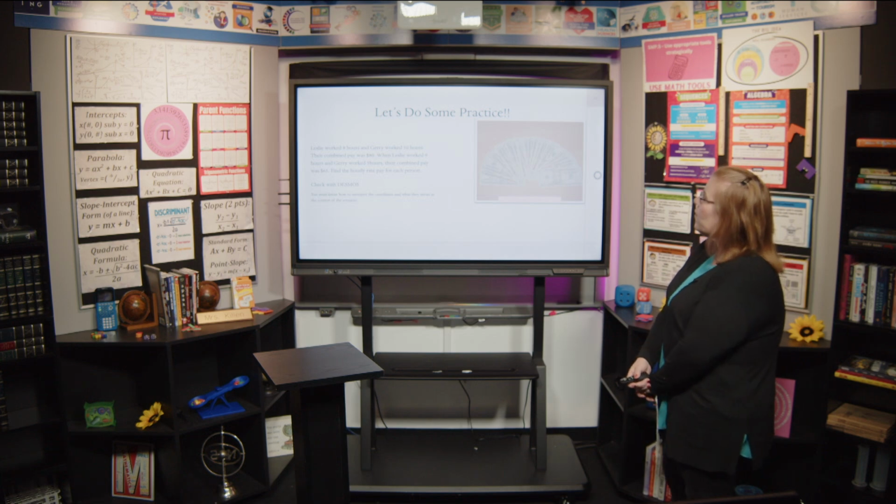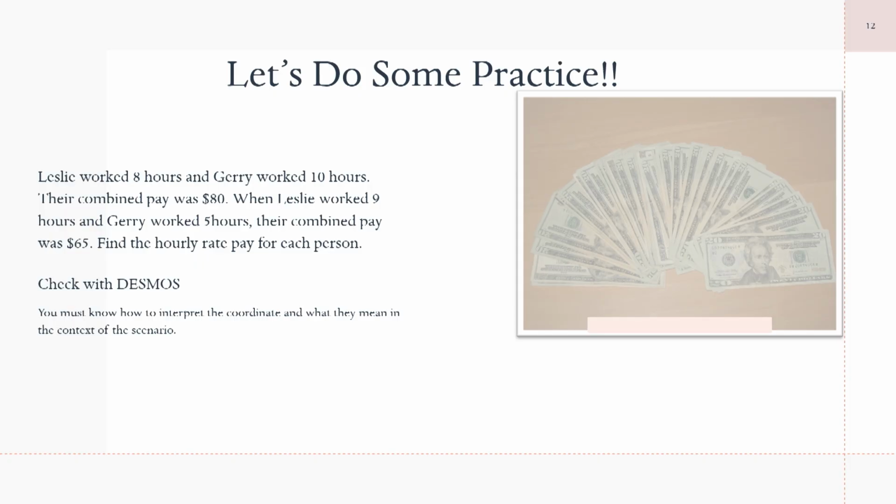All right, let's do some practice. Leslie worked 8 hours with Gary and he worked 10 hours. Their combined pay was $80. When Leslie worked 9 hours and Gary worked 5, their combined pay was $65. Find the hourly rate pay for each person.